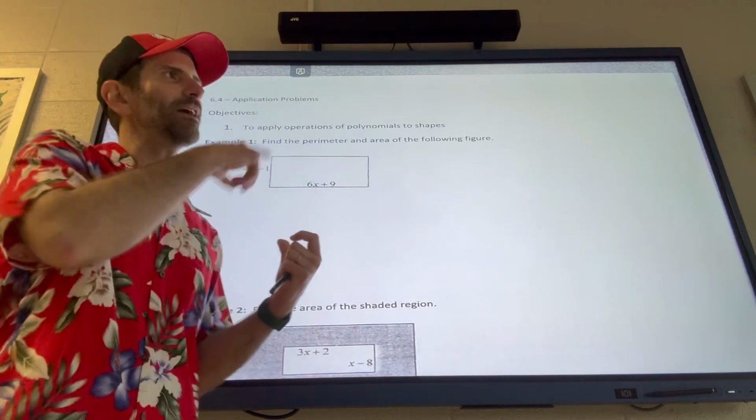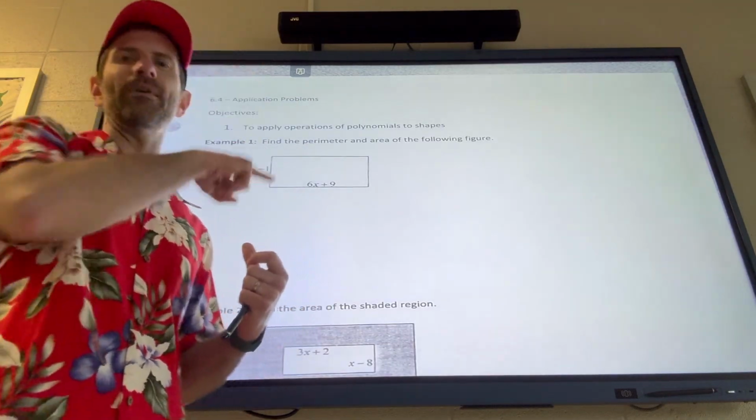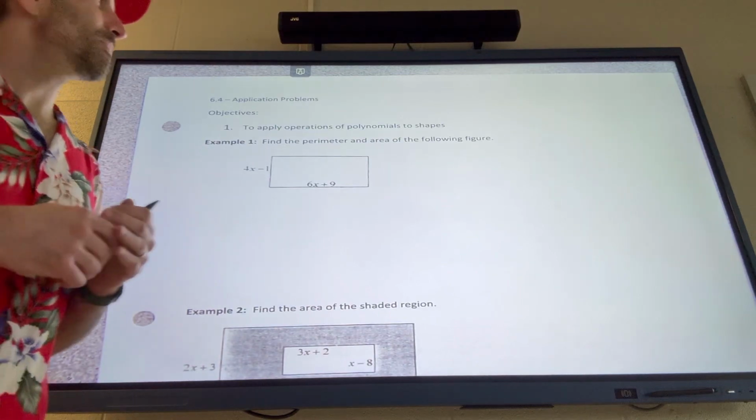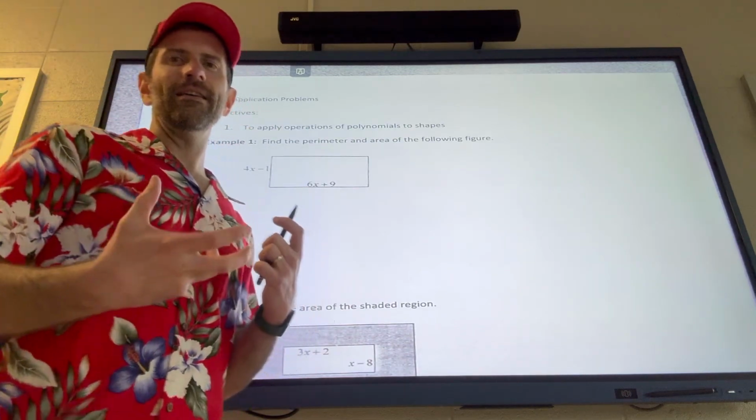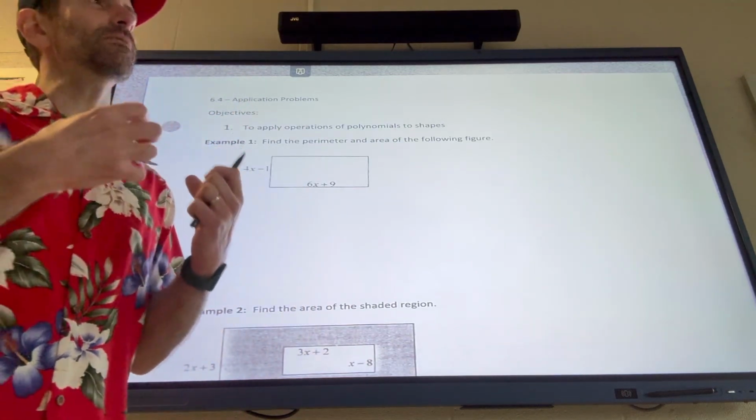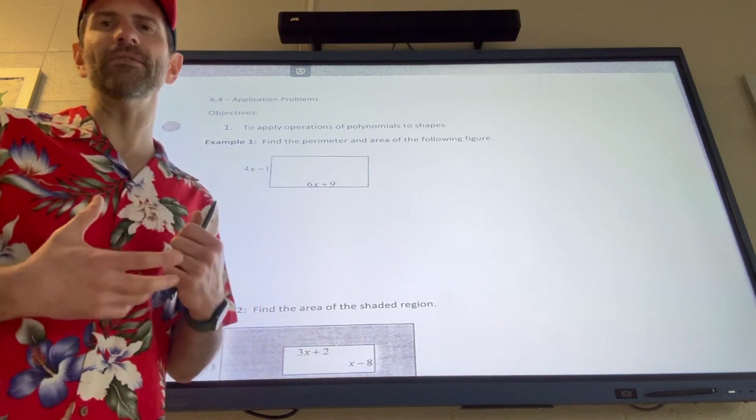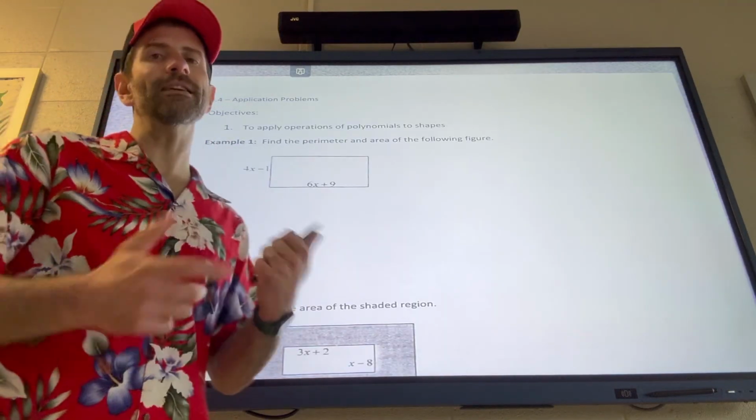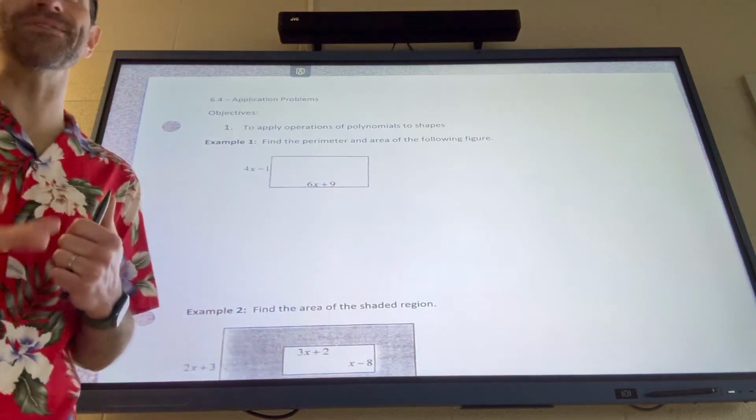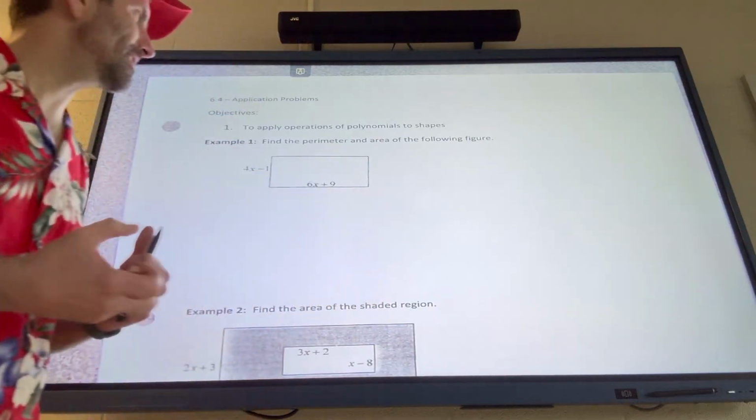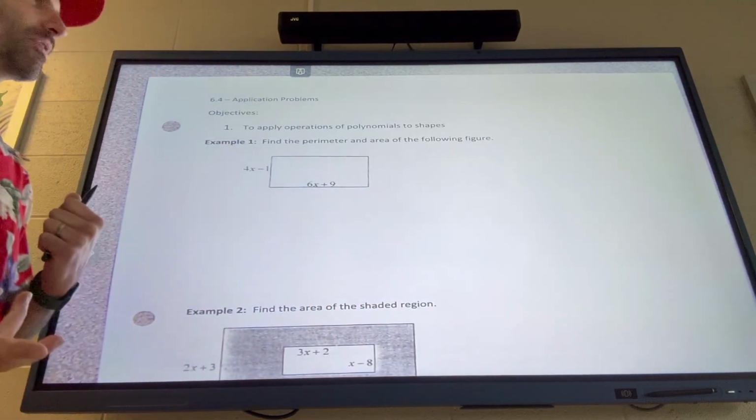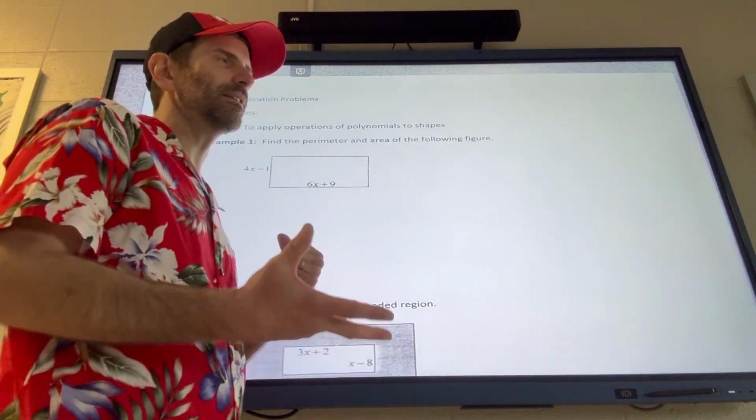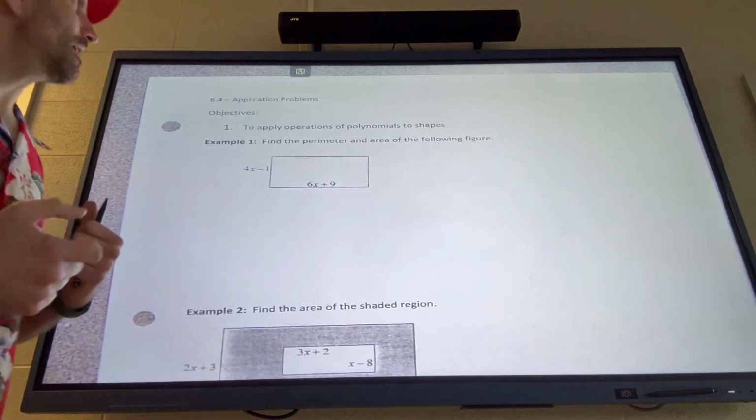Well, yeah, you add up all the sides. It's like walking around the object. But then to find the area, that's going to be square units. And what you do for a rectangle is you multiply the length times the width. So we're going to be using those two ideas today: to find perimeter, add up all the sides, to find the area, length times width.